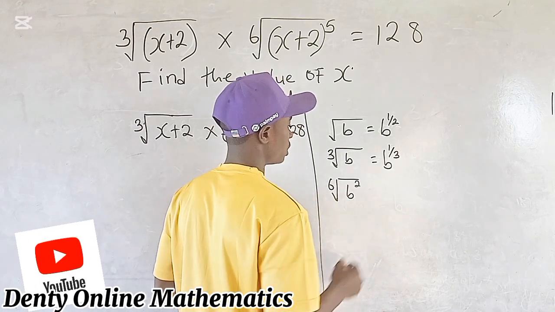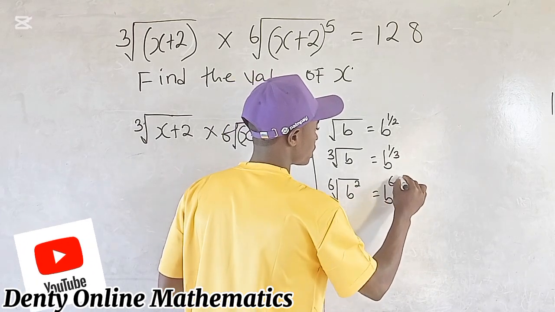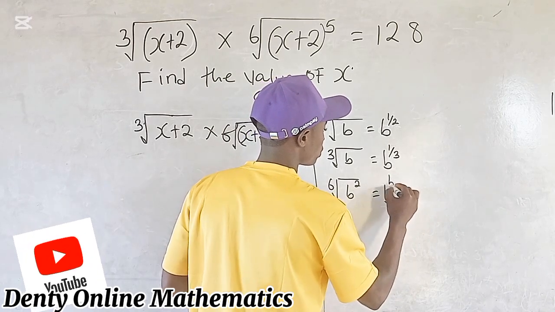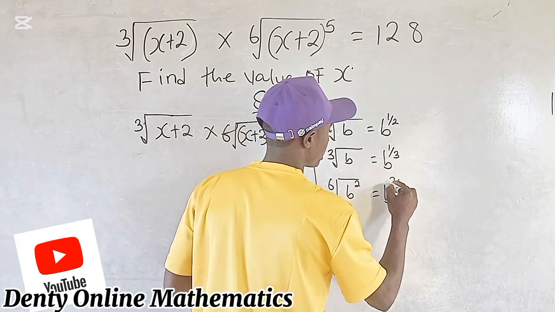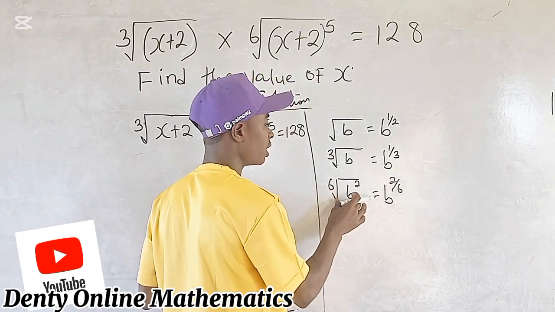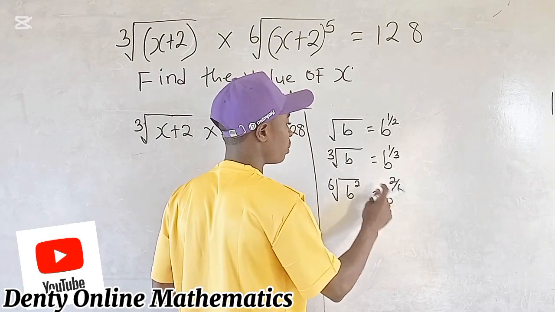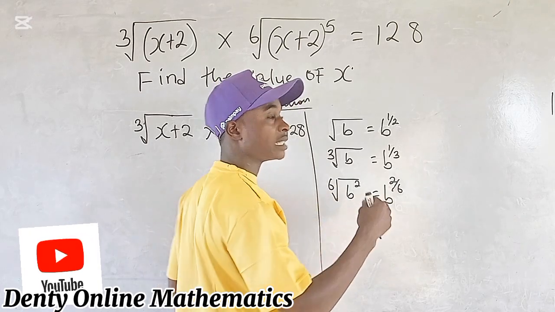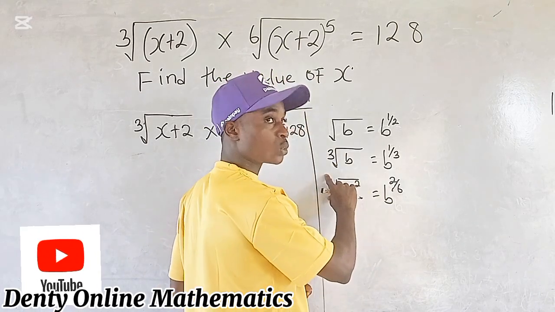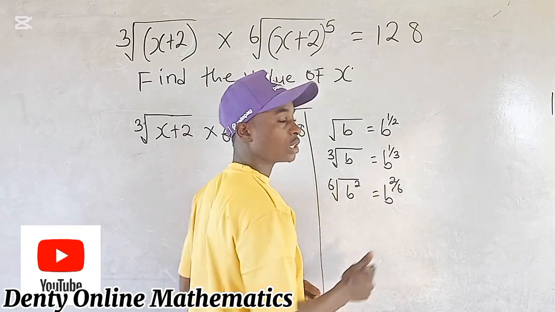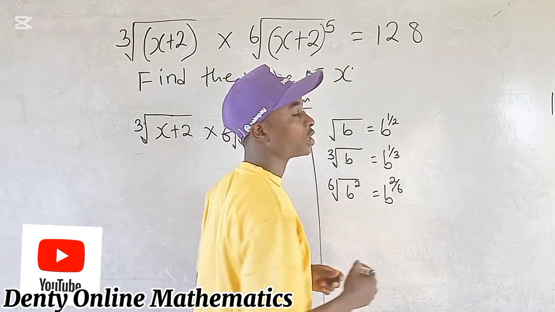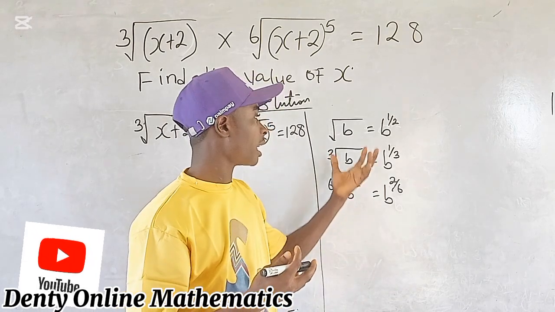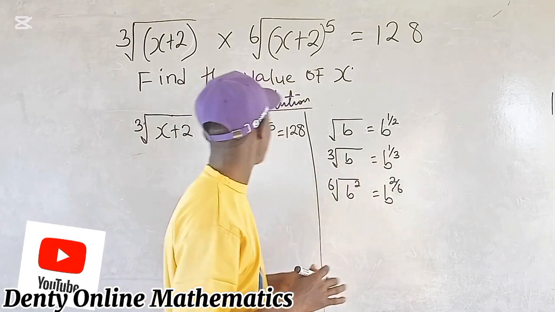Now, if you have the sixth root of b raised to the power of, let's say, 2, this is the same thing as b raised to the power of 2 all over 6. The sixth root of b raised to the power of 2 is the same thing as b raised to the power of 2 over 6. That means the exponent will always stand as the numerator, while the nth root will always stand as the denominator. This rule is known as the rule of fractional index, or the law of fractional index.